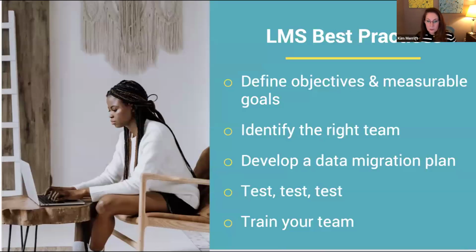Best practices. Define objectives and measurable goals. Just like when you plan your e-learning course, before you begin, clearly define your objectives and set goals for your LMS project. This may seem obvious, but it's crucial to take the time to assess what you hope to achieve by implementing an LMS system in your company. Identify the right team. It's essential to select the right people, whether they're inside the company or outside or a combination of both, to cover all areas of the project.